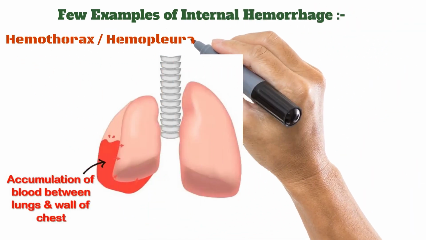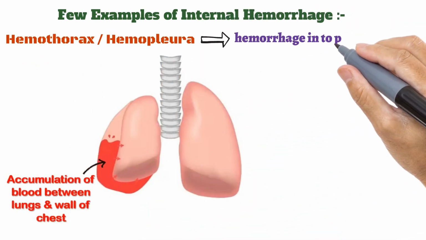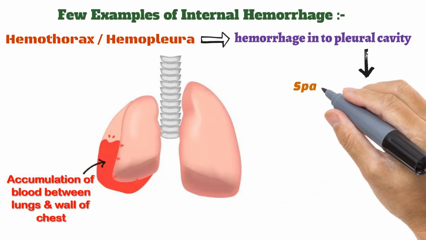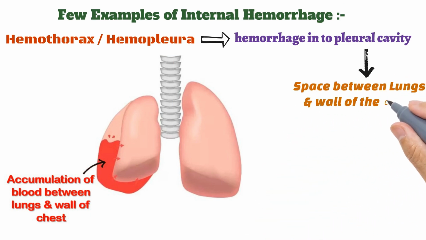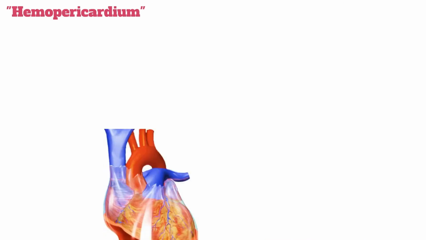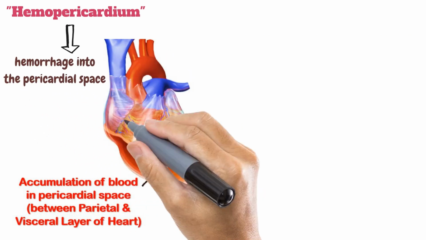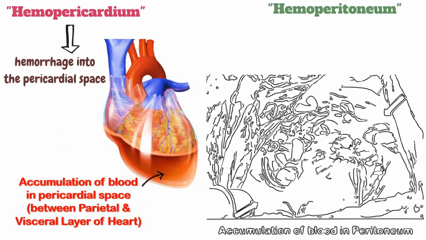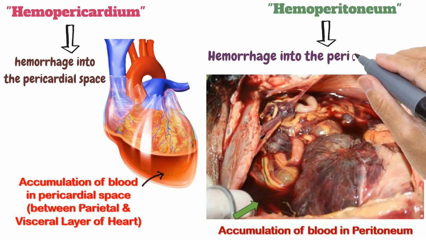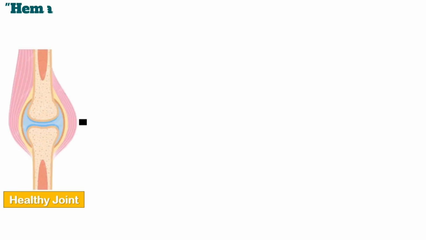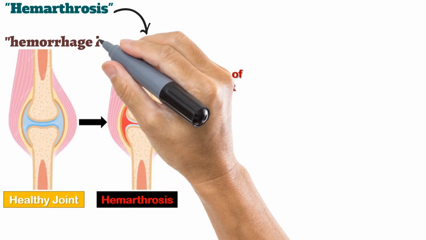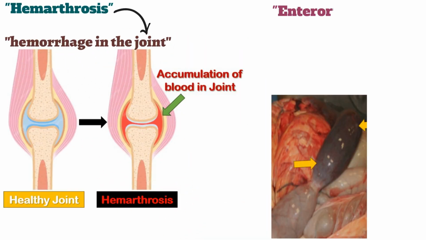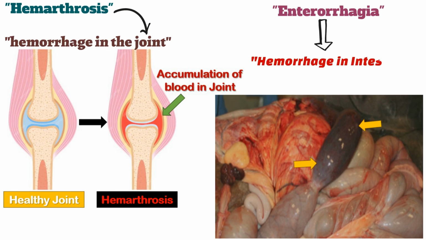Hemothorax or hemopleura, meaning hemorrhage into the pleural cavity, that is the space between the lungs and the wall of the chest. Next is hemopericardium, hemorrhage into the pericardial space. Next is hemoperitoneum, meaning hemorrhage into the peritoneal cavity. Next is hemarthrosis, meaning hemorrhage in the joint. Next is enterorrhagia, meaning hemorrhage in the intestine.